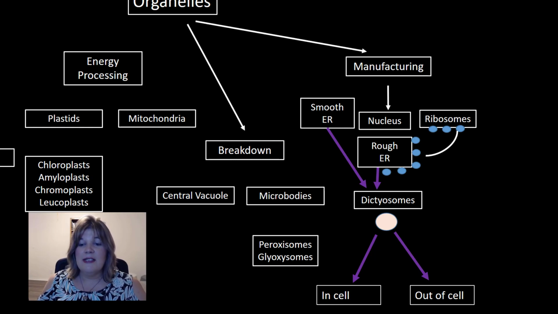To break down substances, one of the main organelles is the central vacuole. It is used for storage of materials. It also allows plants to regulate their amount of water. Microbodies also break down substances. Peroxisomes detoxify peroxide into water and oxygen, and glyoxysomes convert stored fats into sugars. So let's get to each of those. We'll get to the other organelles in part 2.